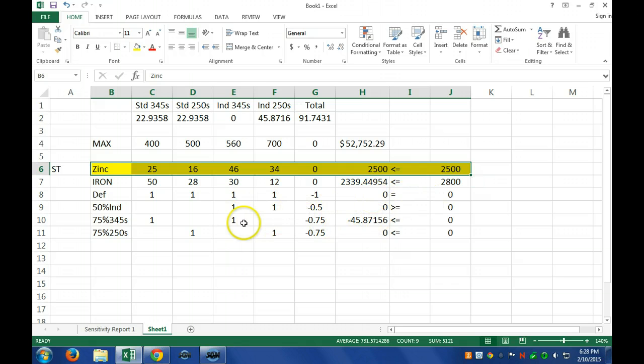By definition, it's always going to be binding if it's used up. How about this? We said we need to make at least 50% industrial, and lo and behold, we're making exactly 50%. Is that binding?